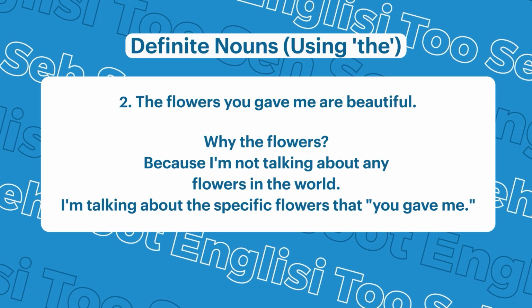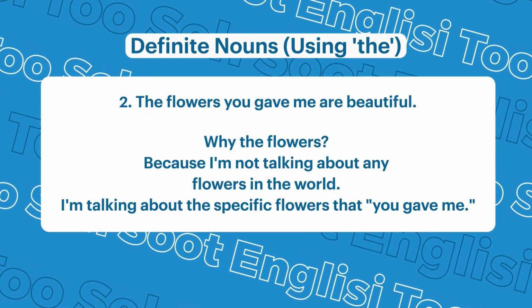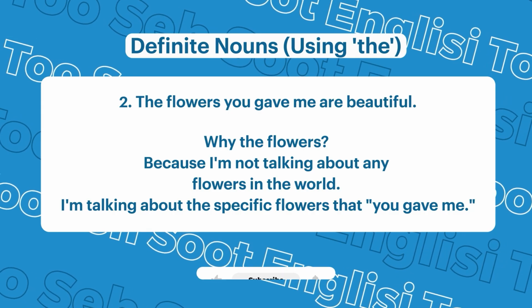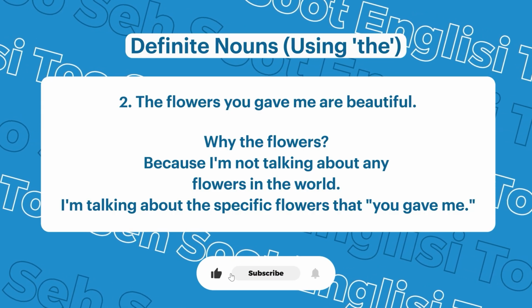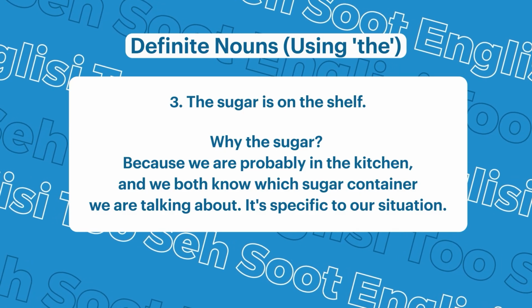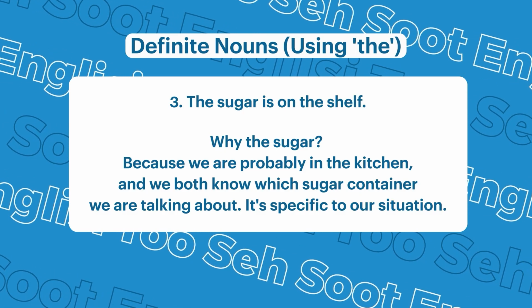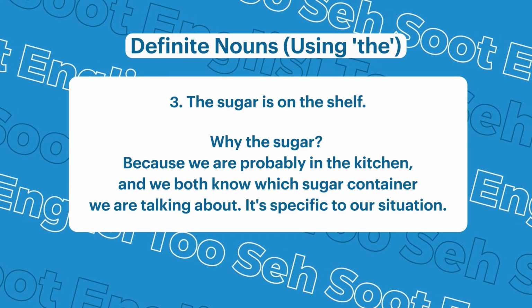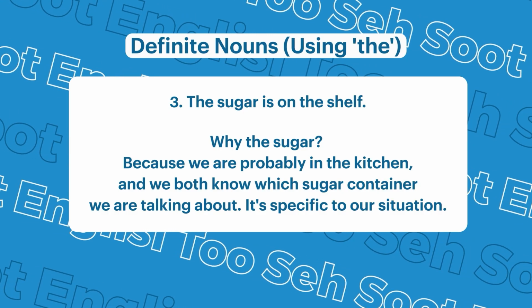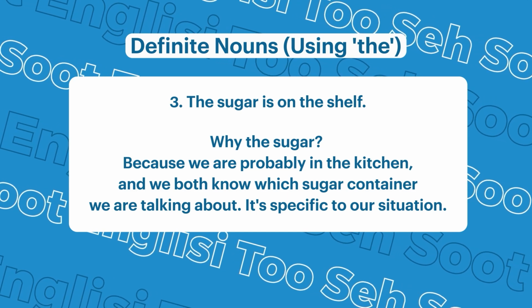Number 2, the flowers you gave me are beautiful. Why the flowers? Because I'm not talking about any flowers in the world. I'm talking about the specific flowers that you gave me. Number 3, the sugar is on the shelf. Why the sugar? Because we are probably in the kitchen and we both know which sugar container we are talking about. It is specific to our situation.